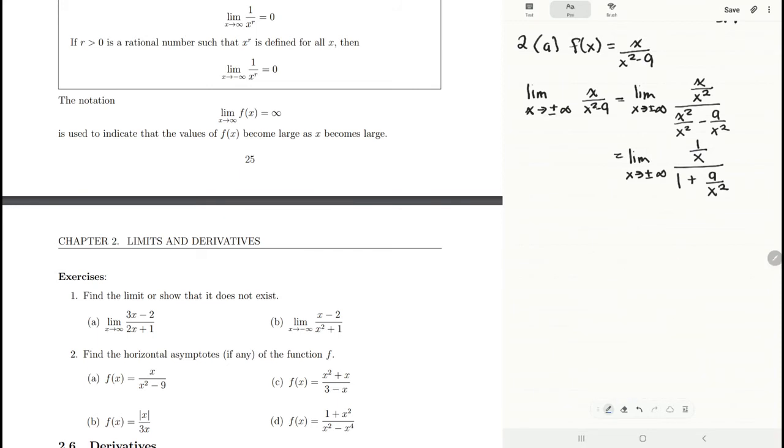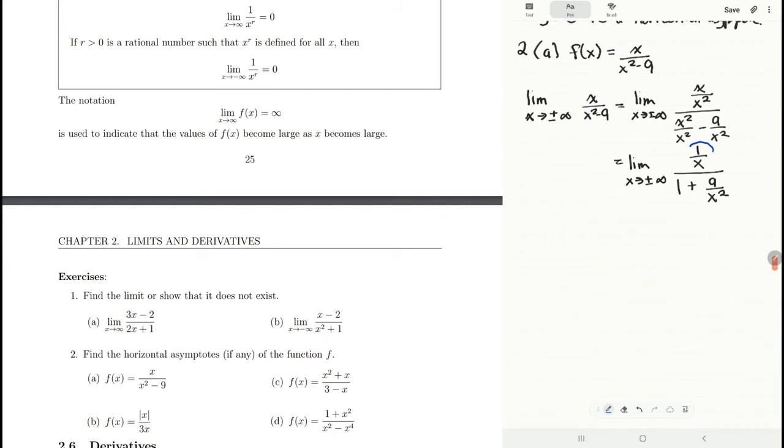So now let's take the limit. So let's let x be a very large positive or negative number. And as x gets very large, either in the positive or negative direction, 1 over x and 9 over x squared will both go to 0. So then this will give us 0 divided by 1 plus 0, which is 0. And so this tells us that the line y equals 0 is a horizontal asymptote.